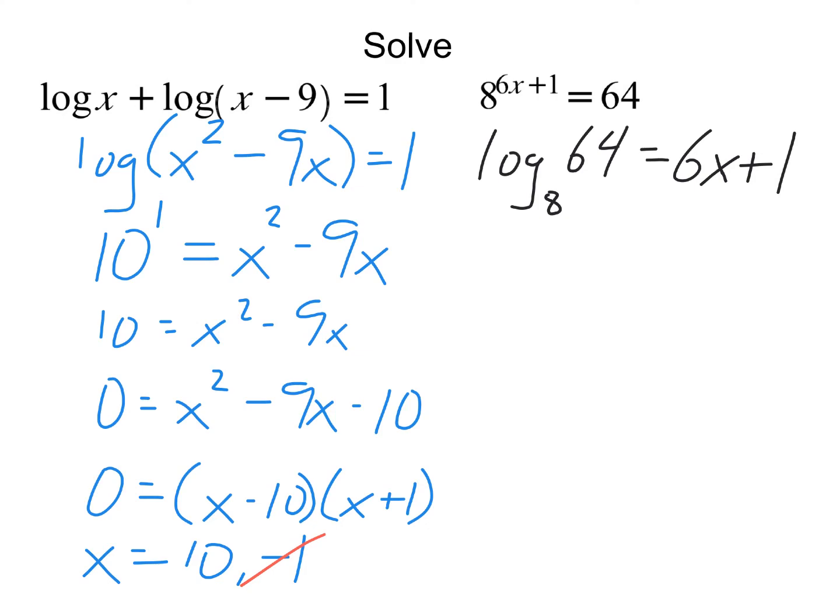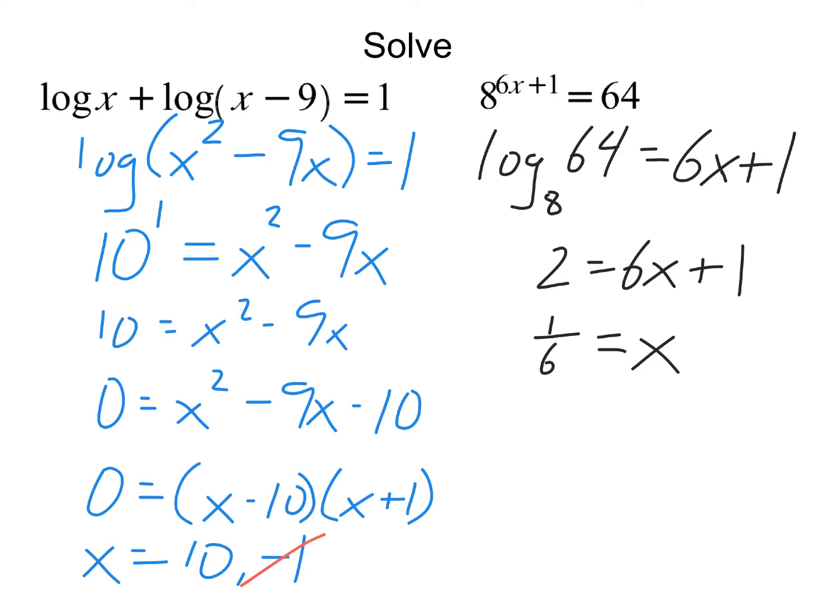8 to the power of what is 64? 2. So I end up with 2 equals 6x plus 1. And then we can solve that from there. So I subtract 1 from both sides, I divide both sides by 6, and I end up with x equaling 1/6. Great. Now that method would work regardless of which numbers they were.